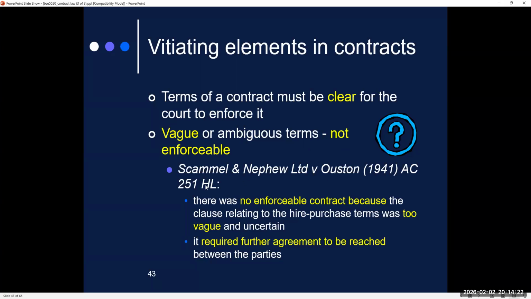Example, precedent, the Scammell case: there was no enforceable contract because the terms were too vague, uncertain, and it required further agreement to be reached between the parties. That clause in that case related to hire purchase terms. With hire purchase, sometimes we may hire an equipment first. After a certain period, it becomes a purchase agreement.